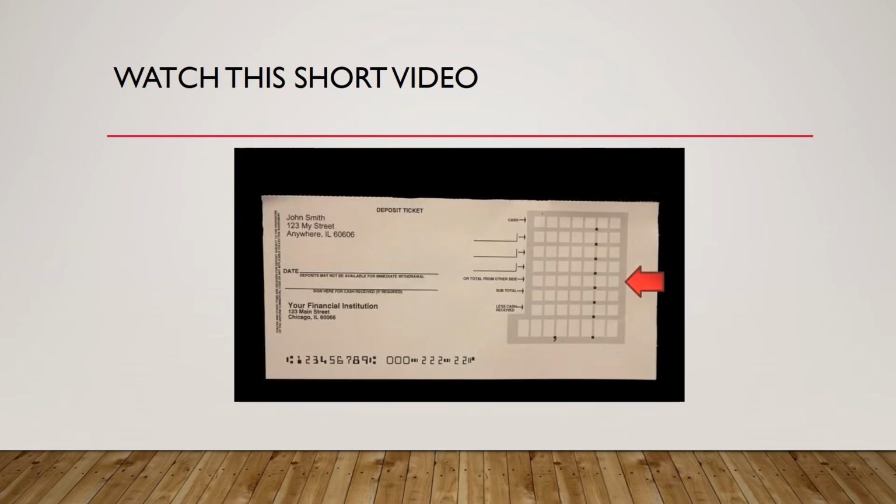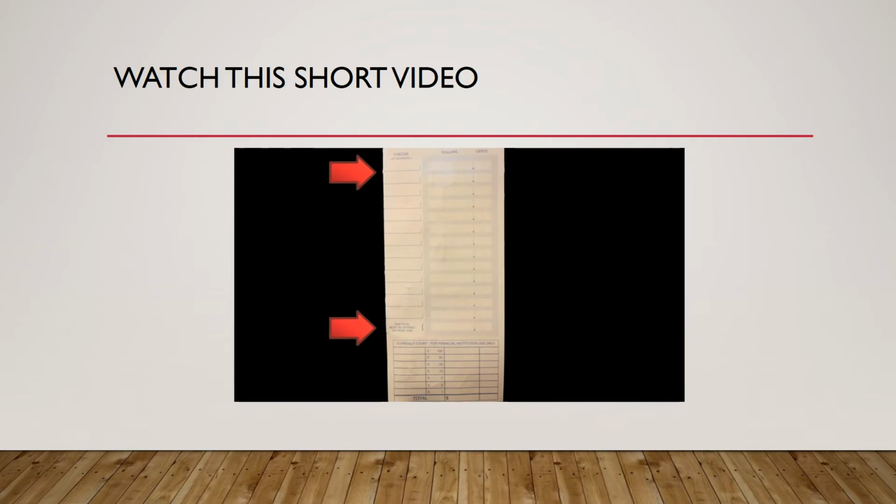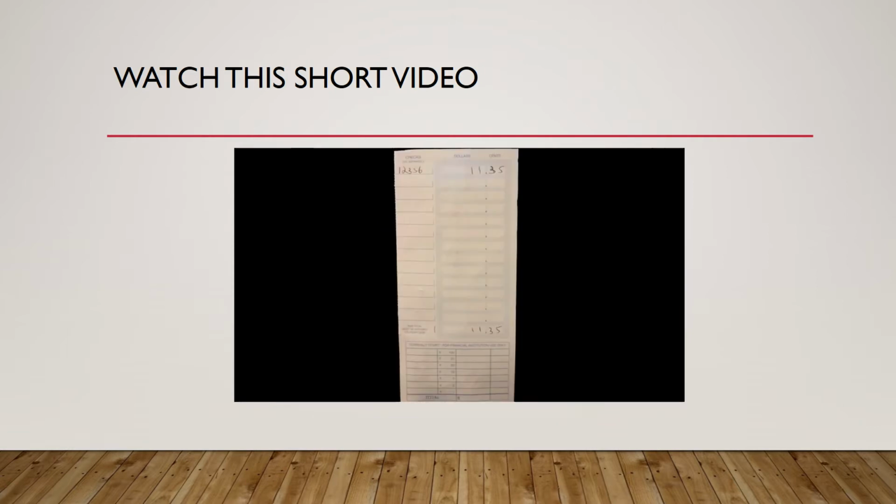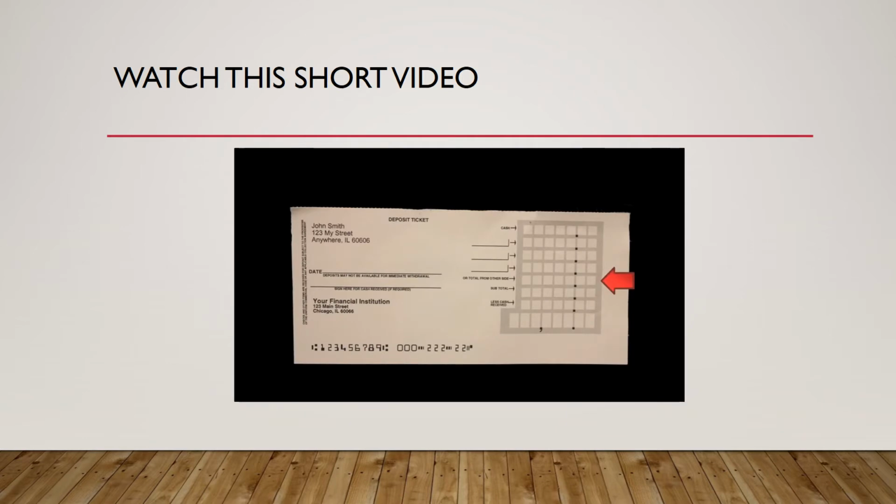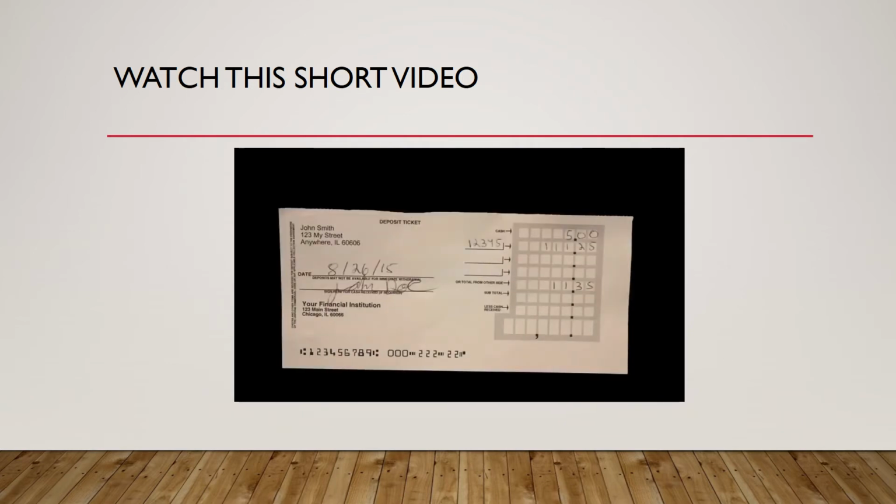Step 5. Realize the next line may be reserved for checks or total from the other side. Don't let this scare you. If you turn your deposit slip over, you'll see that there are more lines to add more checks. If you have more than 2 checks, you can list them on the back and total them on the back as well. Once you have totaled the checks on the back, you can list them where it says total from the other side.